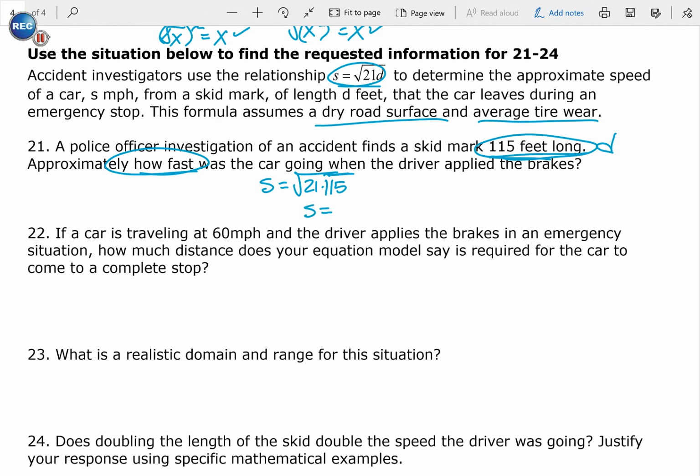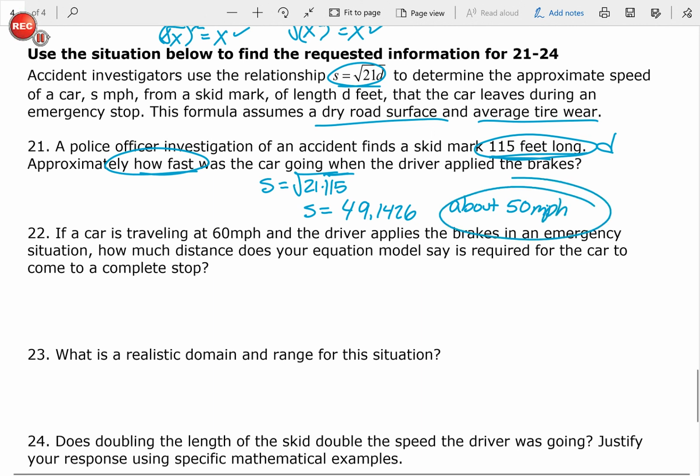Our speed is going to end up being 49.1426. Now we wouldn't leave it like that, okay, but we would say about 50 miles an hour. I'm just going to abbreviate that. Miles per hour.